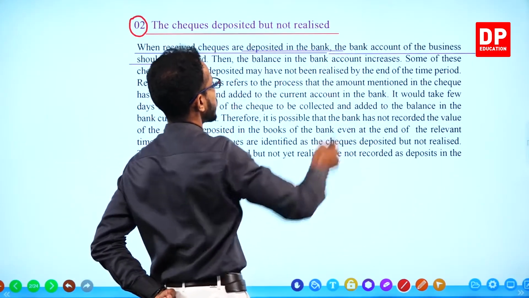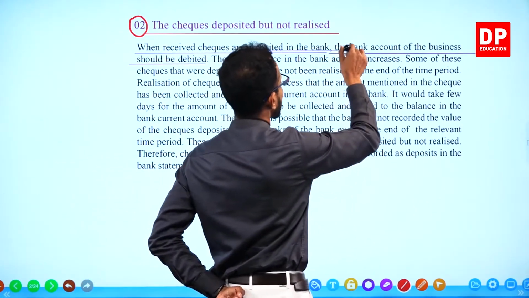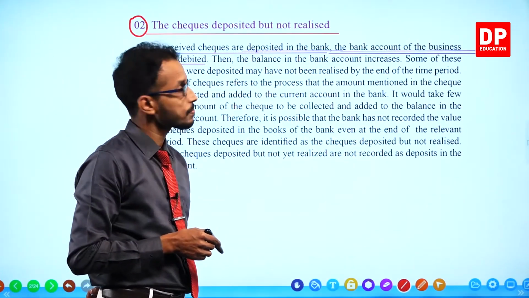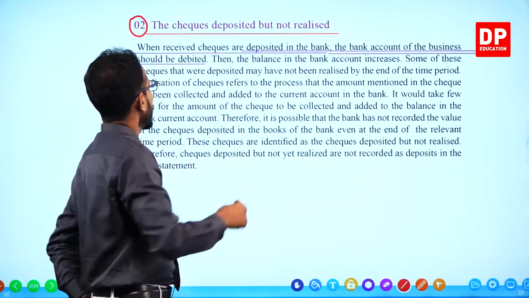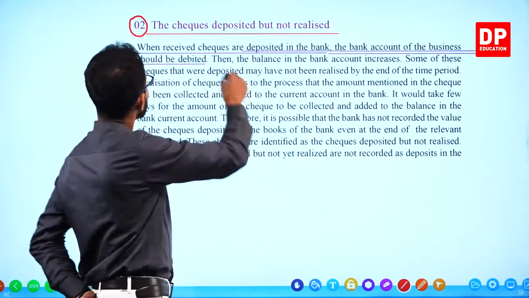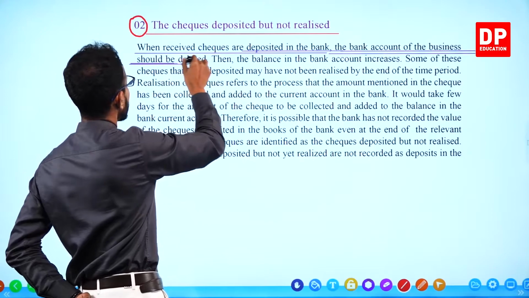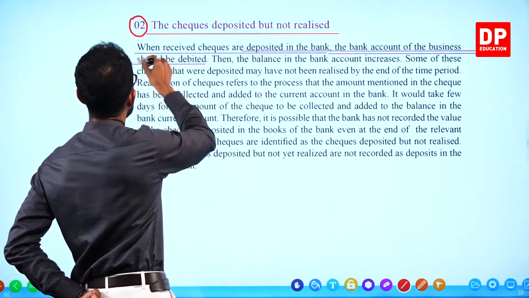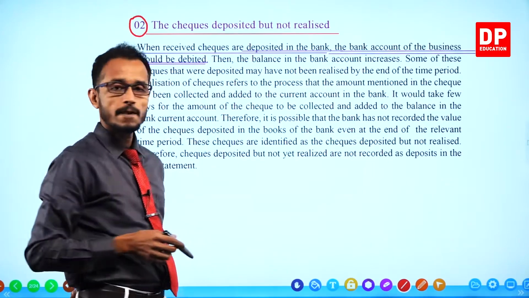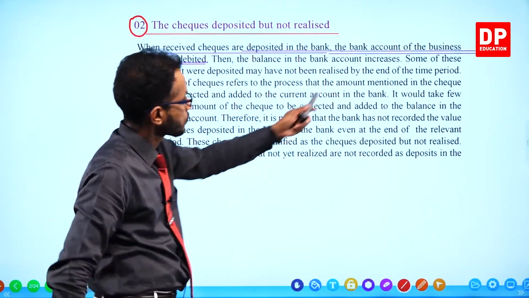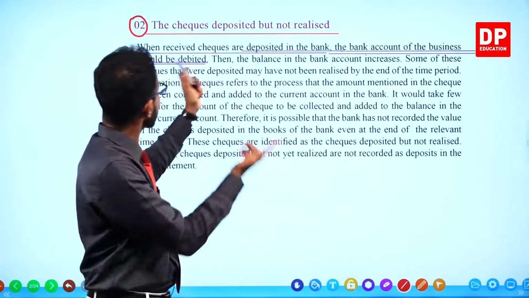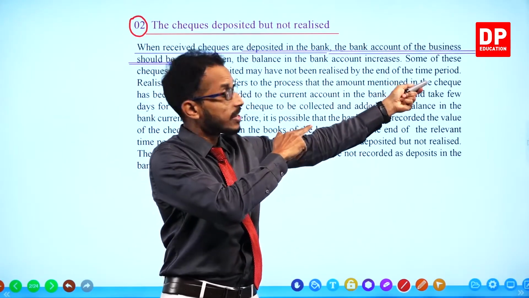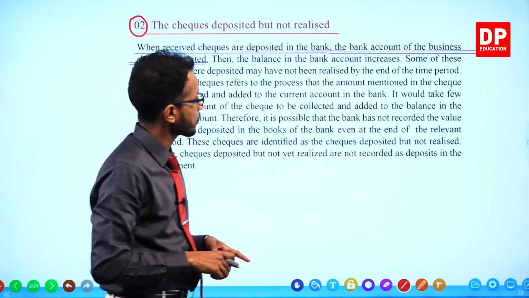Deposited in the bank account of the business, they are debited. They should be debited. But some of these checks that are deposited, maybe they are not realized at the end of the period.